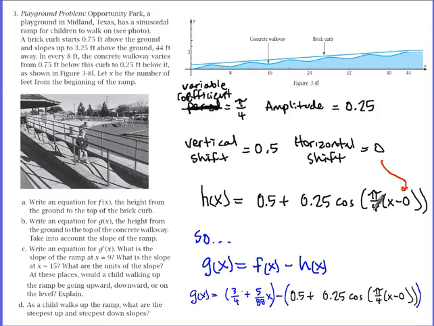So what I need to do then to get g of x is use that f of x function we had from before and subtract this distance between the brick curb and the concrete walkway. And then that will give us this vertical distance between, what do we call it? The ramp, basically the top of the ramp, and then the ground.